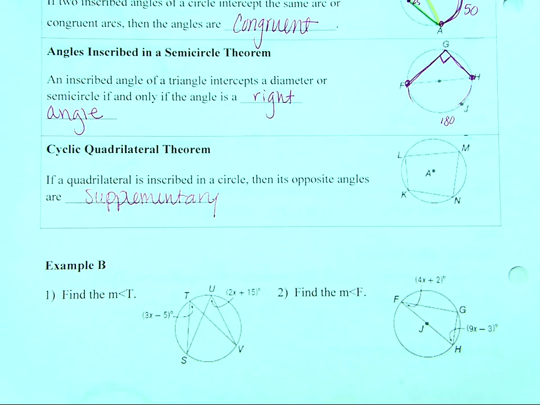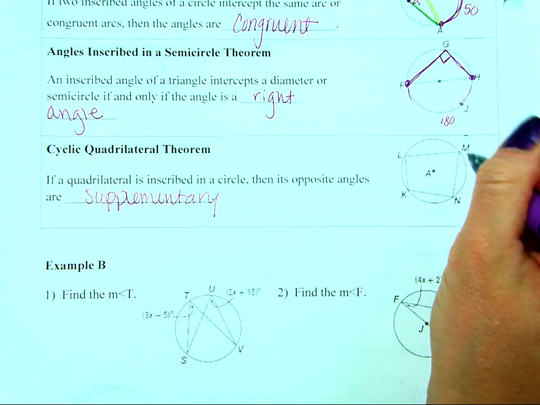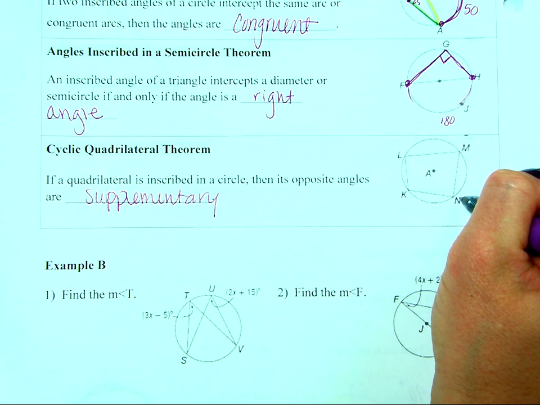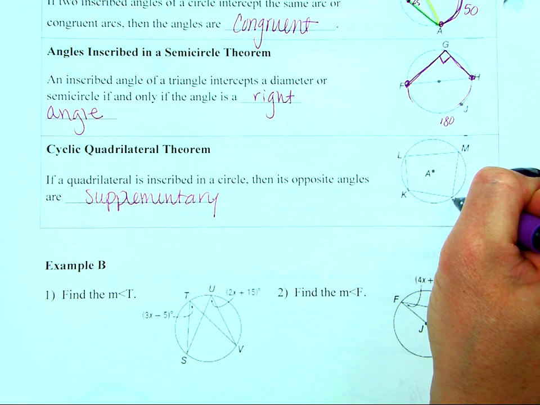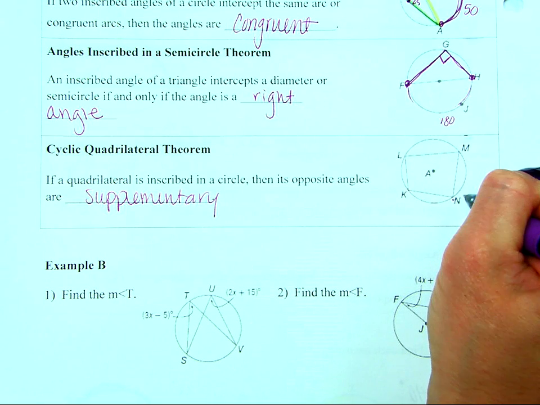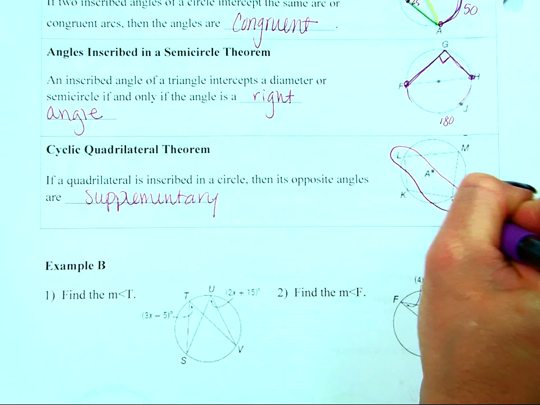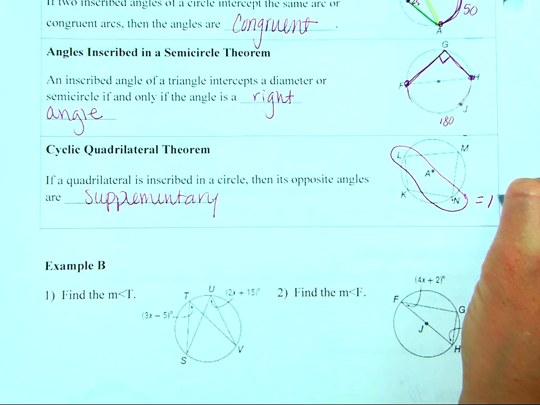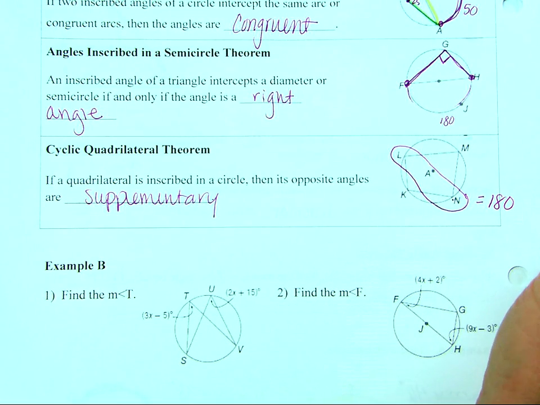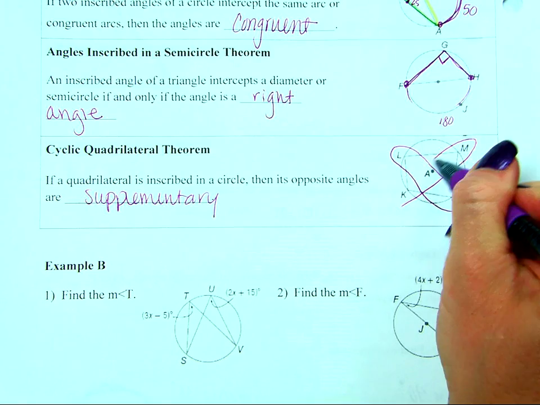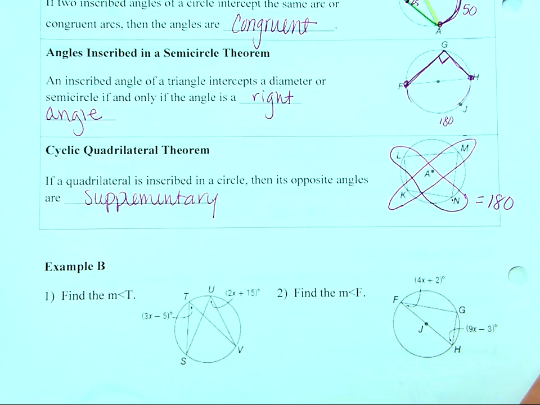My cyclic quadrilateral here. I don't know that angle L and angle N are congruent, but I do know if those are a cyclic quadrilateral, those are going to be supplementary. Opposite angles likewise going this way. Let's look at applying some of those theorems.